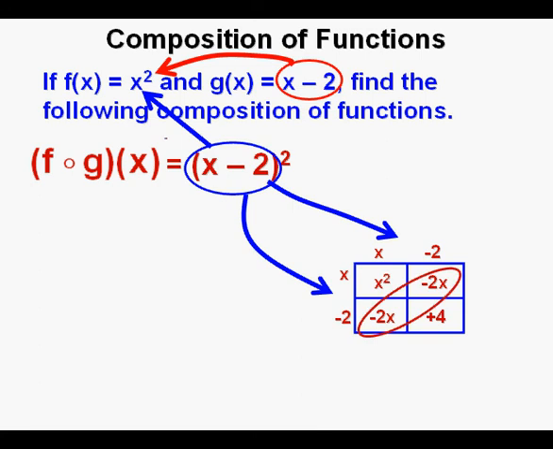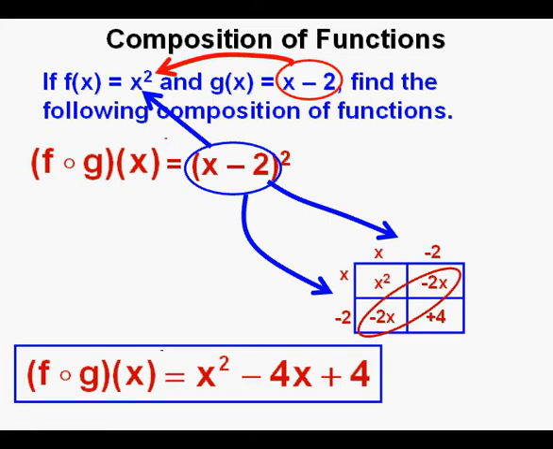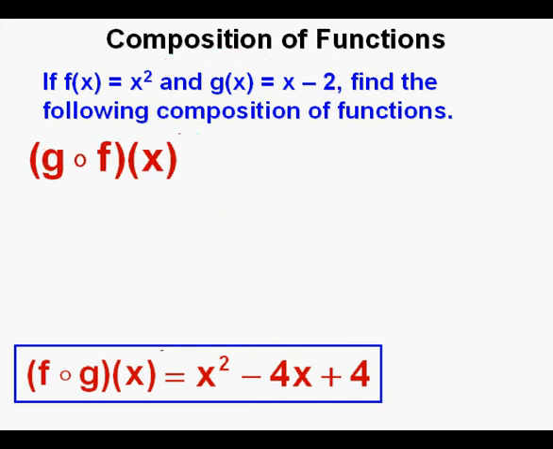We combine the like terms, minus 2x and minus 2x, so that gives us f of g of x equals x squared minus 4x plus 4. Leaving the answer at the bottom of the screen, we're going to change the problem we just did. It's the same f of x squared and the same g of x minus 2, but now the composition instead is the function g of f of x.